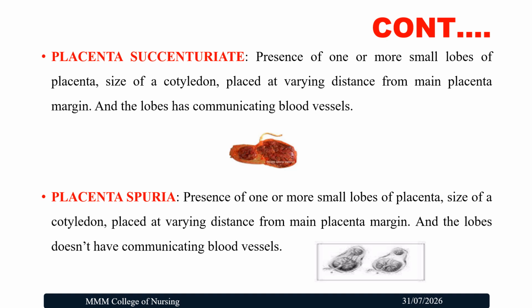Next is the placenta spuria. It is the same as a succenturiate placenta. The difference is that it does not have communicating blood vessels. Otherwise, here also there will be the presence of one or more small lobes of the placenta, and the cotyledons are placed at varying distances from the main placental margin.